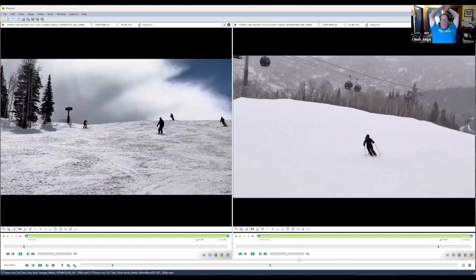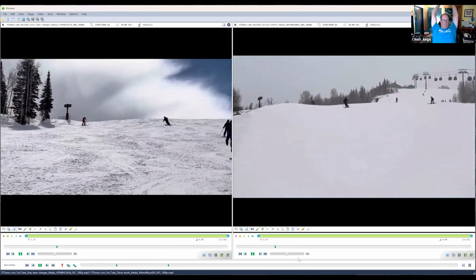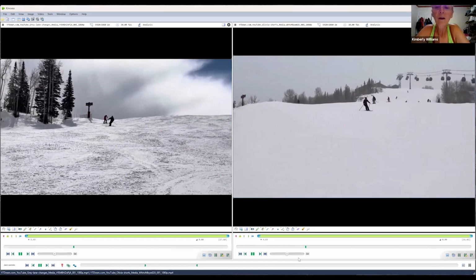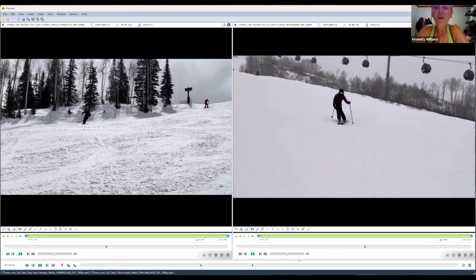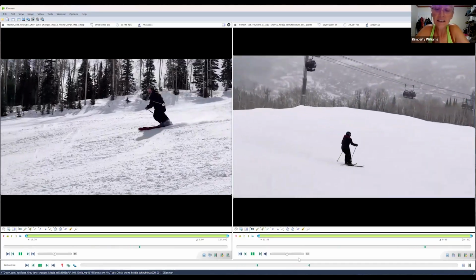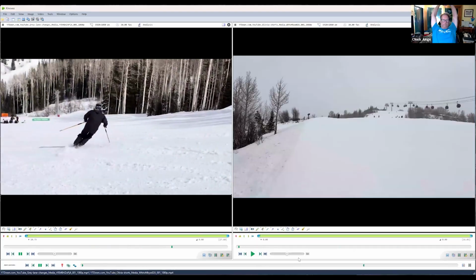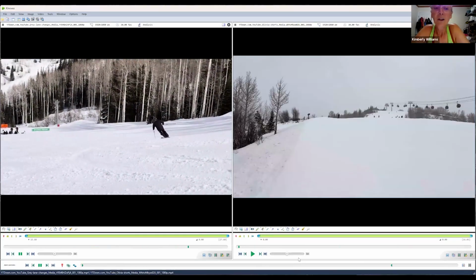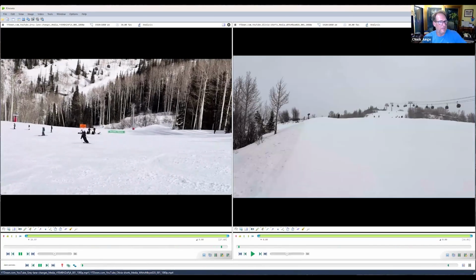Are they turning simultaneously? No. Is one turning before the other? How quickly are they turning? Give me some description. The outside ski is turning faster than the inside ski, because of the upper body rotation. Cool. And what's happening through the shaping and the finish phases?